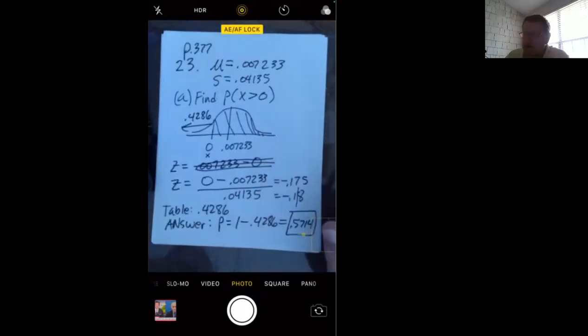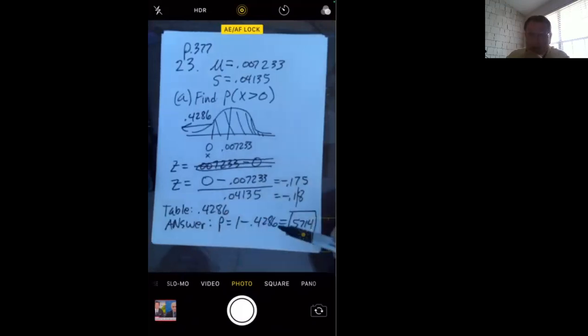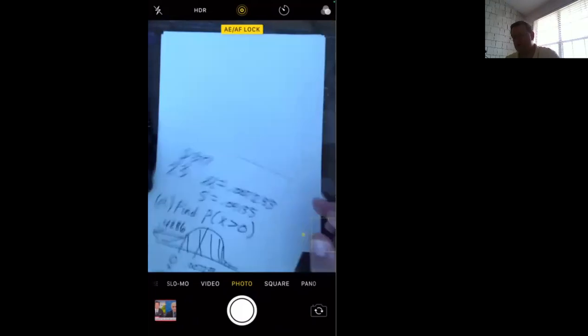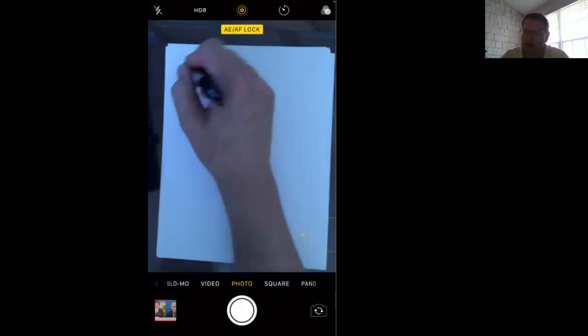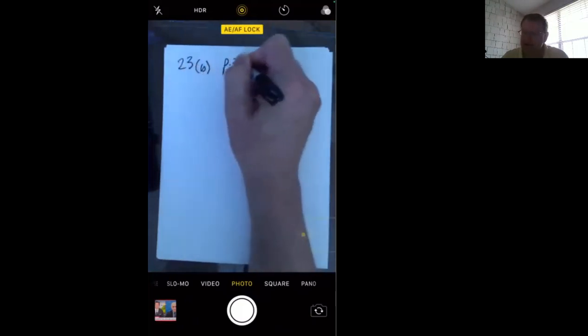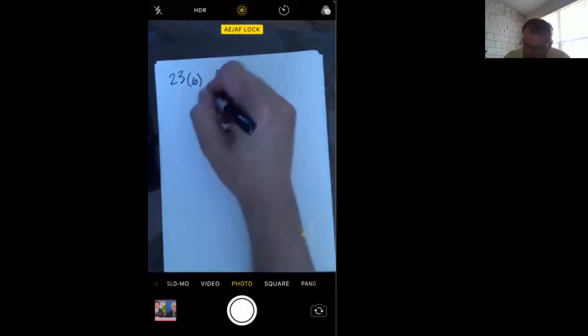Now, what they're going to do in the next parts is they're more than likely going to keep the same scenario, but add a sample size, which is going to divide that standard deviation by their sample size. We can walk through some of the parts here. Next 12 months is a simple random sample. Therefore, the sample size is 12. So 23 part B, 377. Next n is 12.